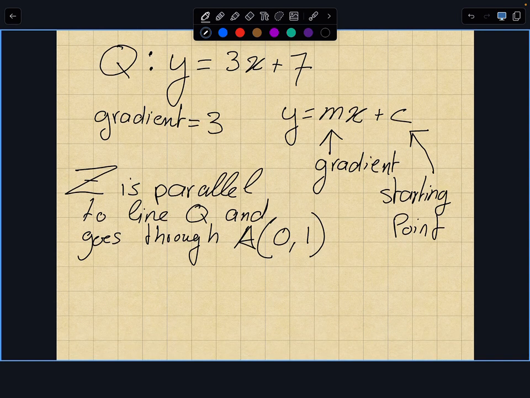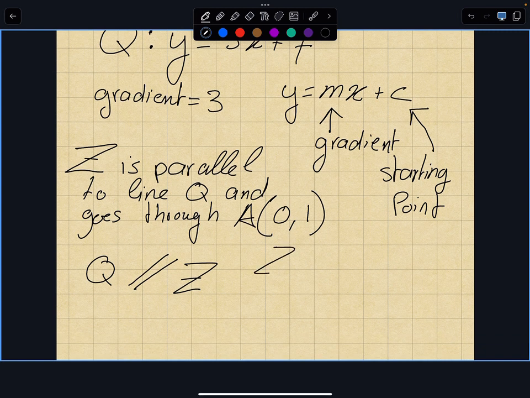When lines are parallel to each other, they have the same gradient. In order to show that a line is parallel, CXC can do this, and then say Q, Z. So that indicates Q is parallel to Z. Yes, as you can see, those two lines are parallel. So if Q is parallel to Z, that means Z has the same gradient.